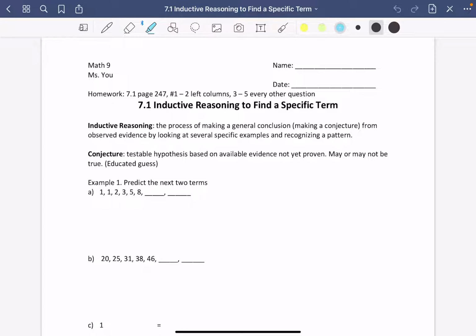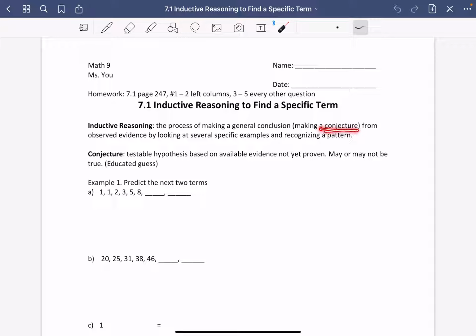Hello everyone. Today we'll do a very short lesson on section 7.1, inductive reasoning to find a specific term. Okay, so definitions first. What is inductive reasoning? Inductive reasoning is the process of making a general conclusion. It's also called making a conjecture from observed evidence by looking at several specific examples and recognizing a pattern.